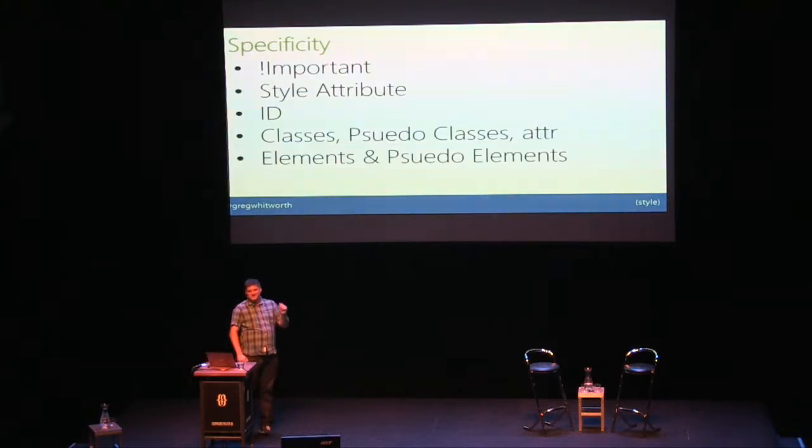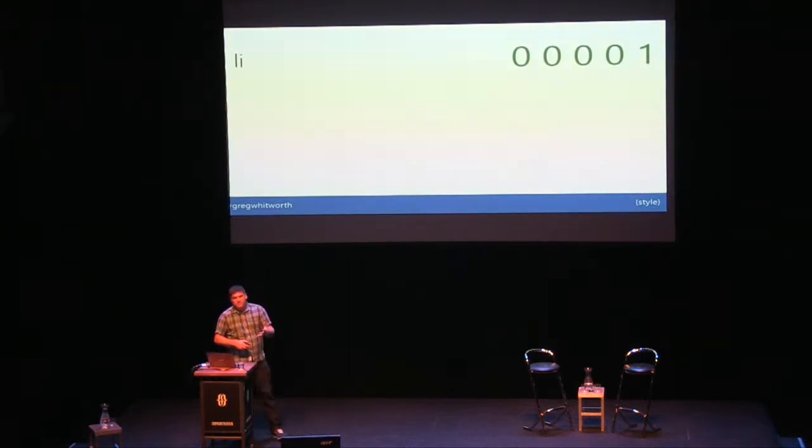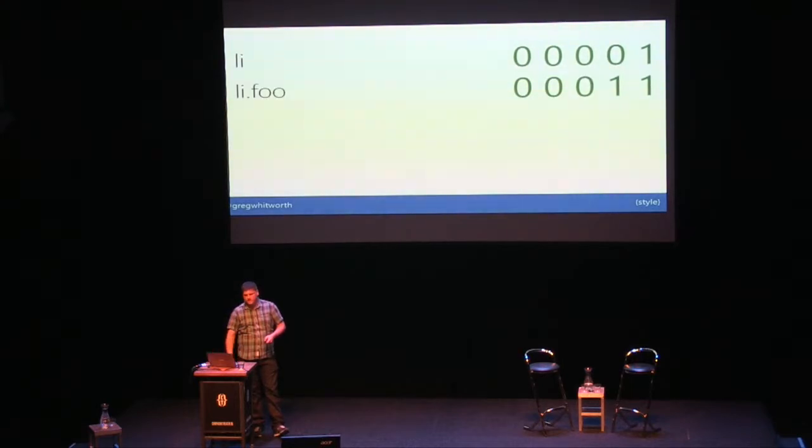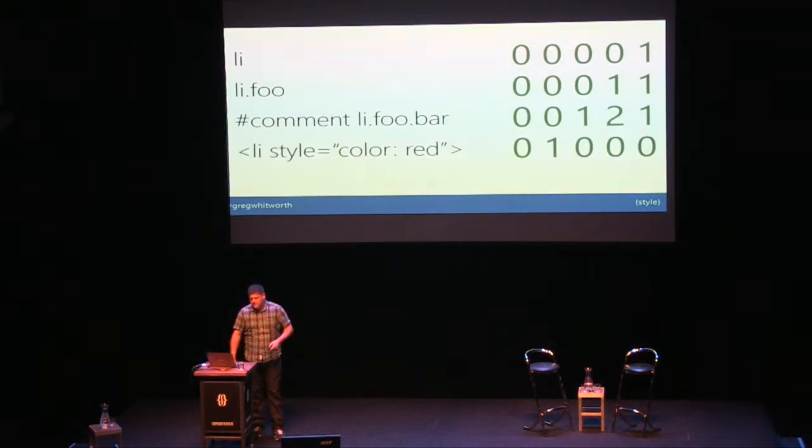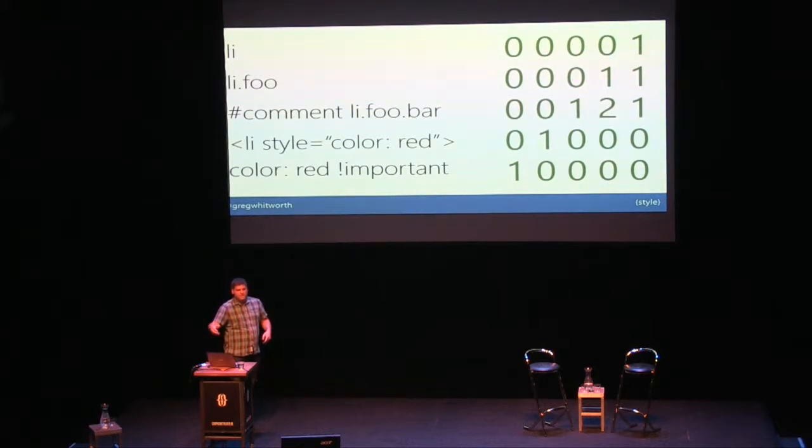All right, so ultimately you end up with a scorecard looking like this with 0 or more, based on the selector type. Again, visual person, let's look at some examples. An LI, a universal selector, gets a score of 1. LI with a class, you get a score of 11. An ID with 2 classes, a score of 121. Now we have an inline style that gets a score of 1,000. And then the color red with a bang important gets a score of 10,000.